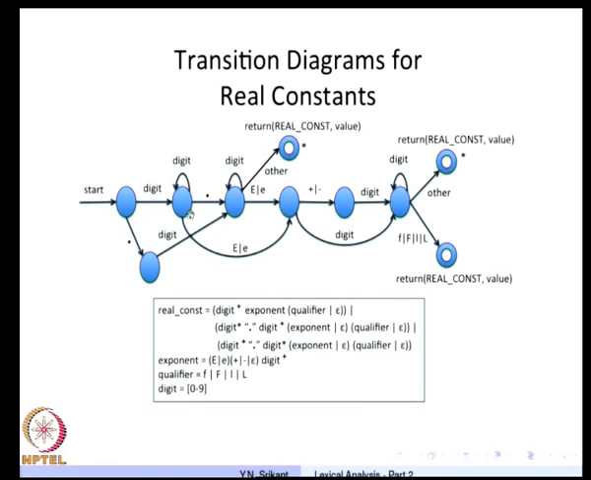This transition diagram again is similar. On a digit it goes to this state and remains in it consuming all the digits. On a dot it goes to this state, consumes all the digits again, and on any other symbol goes to this state where we return the real constant with value. If there is an exponent, it continues all the way, consumes the exponent digits, and finally returns the real constant value. And if we do not have any integer part, we follow this particular path. You can go through this with a couple of examples to convince yourself that it catches all the real constants. It is a slightly more complicated example than before.